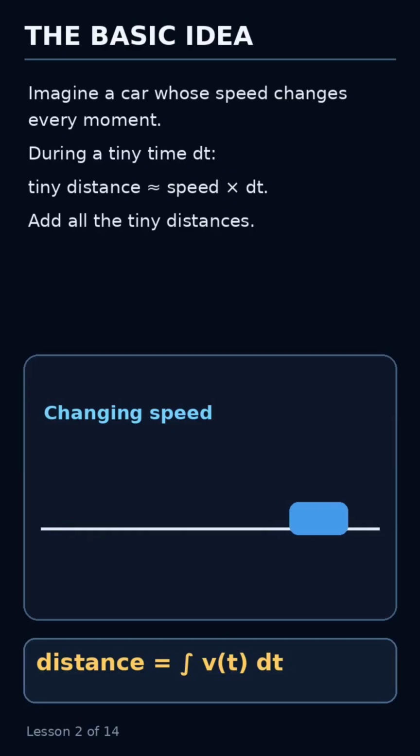Now imagine adding the distance traveled during every tiny interval. Tiny distance plus another tiny distance plus another and another and another. When we add all of them together, we get the total distance. And that process of adding infinitely many tiny contributions is what integration does. So we can write distance equals the integral of velocity with respect to time. This is our first important idea. Integration adds up tiny quantities to find a total.